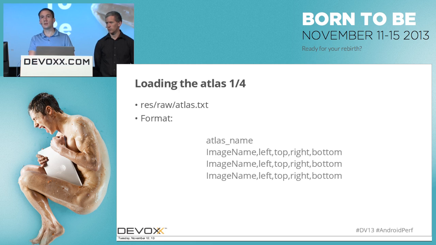So you have the atlas name, and it's going to be the name of the drawable that contains all the images, and then on each line, I just have a name for each photo and the coordinates of the image inside the atlas. Again, there are many ways of doing this. There's no right way or wrong way. Just do whatever is easier for you.